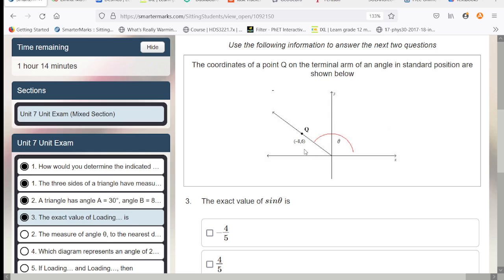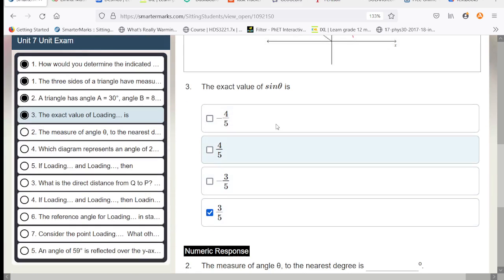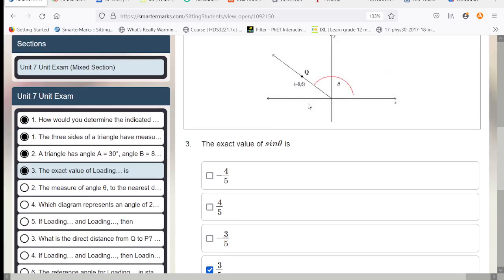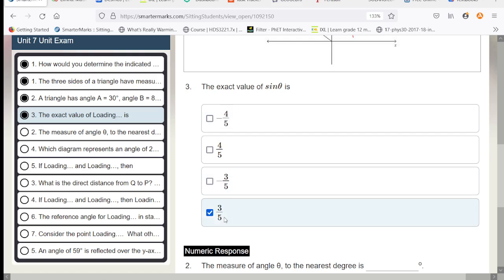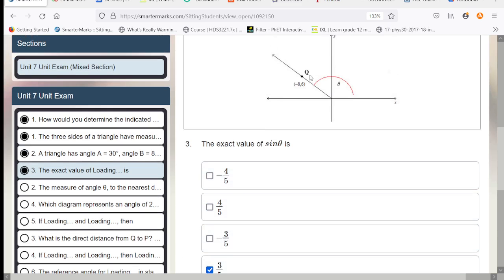But as soon as we know we had 6 in the denominator, and you're going to have a whole number, that means it's going to reduce by a factor of 2. Sine is positive in quadrant 2, and it has to have a factor of 3 in it. We might be able to cancel the 2 or the 3, but it is the 3 over 5.